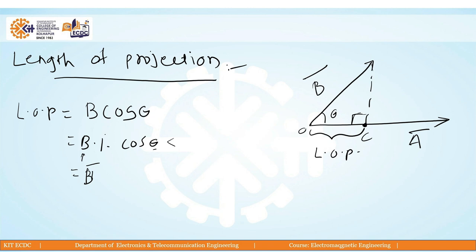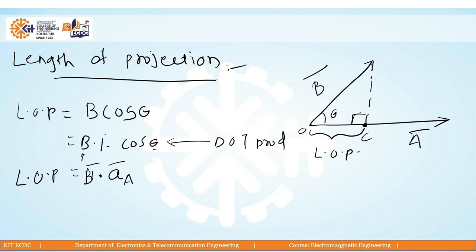So if I use the concept of dot product, we can rewrite this equation as B bar dot product with the unit vector in the direction of A. So the length of projection can be obtained by taking the dot product of the vector which you want to project with the unit vector of the vector on which you want to project. In this case, we want to project vector B on vector A, and therefore we take the dot product of vector B with the unit vector in the direction of vector A.